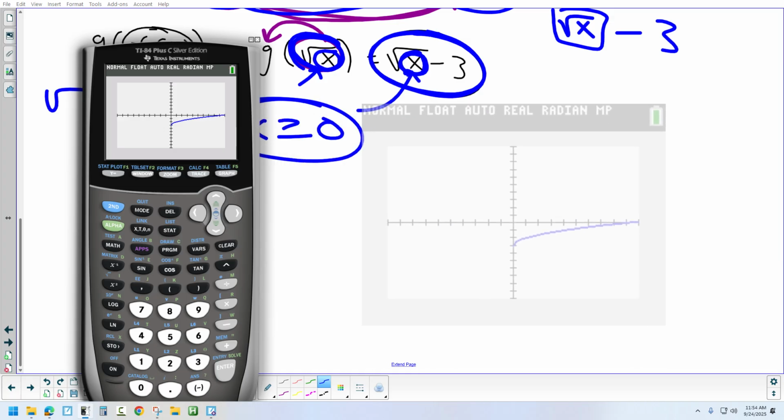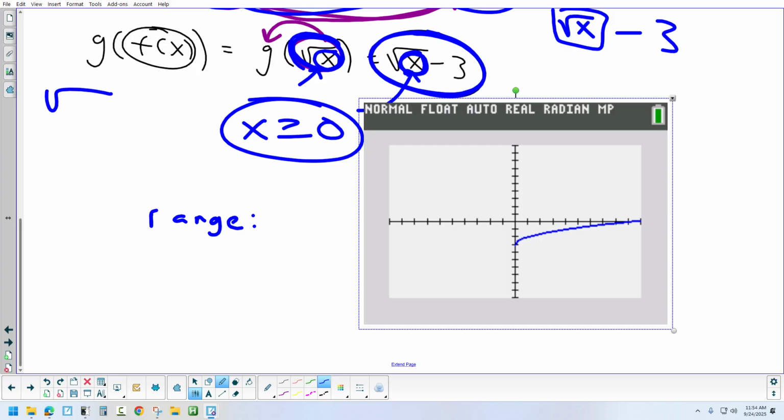How low does it look like that graph goes? -3. -3 is the lowest. And what's the highest? Greater than or equal to -3. So yeah, infinity. It goes up forever, right? This part's just going to keep going the more I zoom out. So the range is everything from -3 and up.